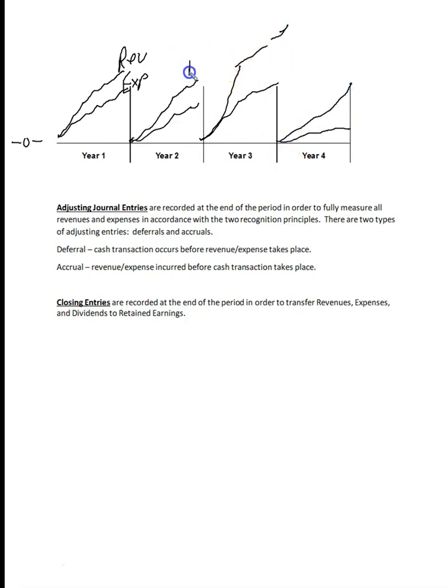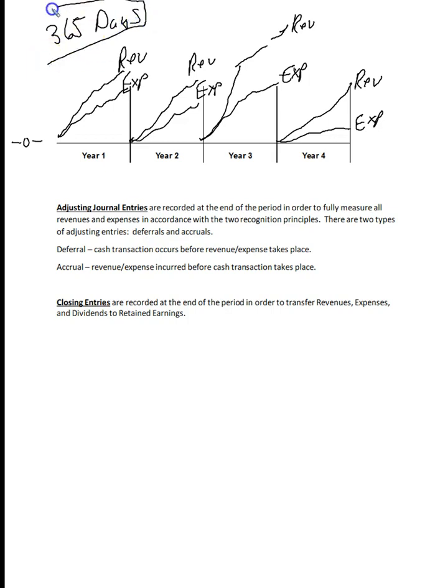So we want to be able to measure revenue and expenses year after year, accounting period after accounting period, and be able to determine the difference, which is our profit or our net income. Because there are timing differences between when the revenue and expenses take place and the cash payment of them, there will be times when we need to adjust for revenue and expenses so that we fully measure them over 365 days.